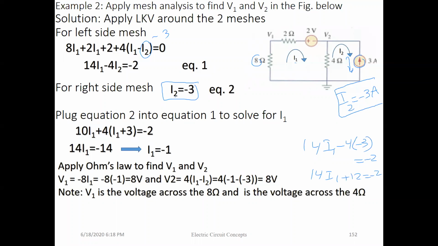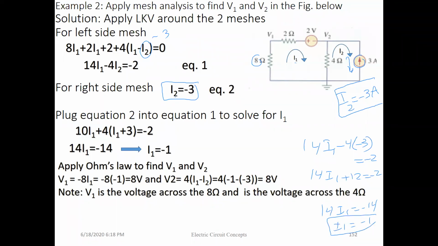Okay. So that would be, so I1, so it will be 12. So 14 I1 equal to -14. So I1 is equal to -1.